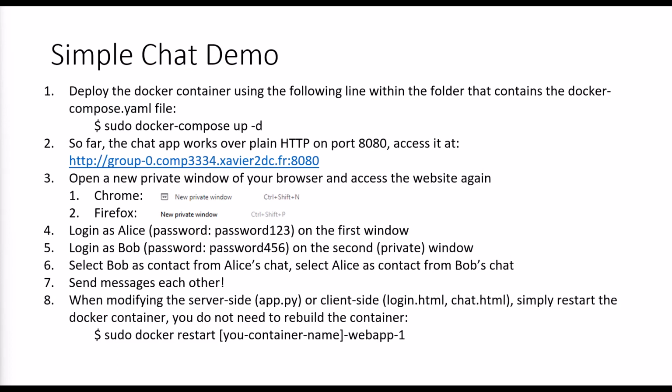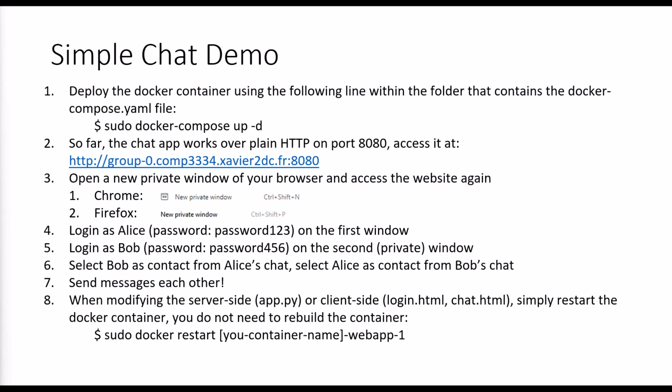Let's see a simple demo of our chat application. First, you will need to deploy the Docker container using the following line, which is given to you. You will first unzip the whole contents of the Docker image, and using Docker Compose, simply do docker compose up -d. It will take some time to compile the Docker container, and then once it's running, you should be able to access the application. So far, the chat app works only over plain HTTP, and the port is 8080.